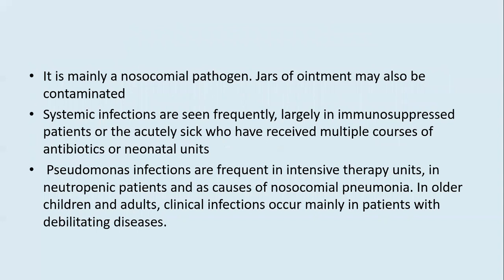It is mainly a nosocomial pathogen. Jars of ointment may also be contaminated. Systemic infection is seen largely in immunocompromised patients who are acutely sick and receiving multiple courses of antibiotics, or in the neonatal units. Pseudomonas infections are frequent in intensive therapy units, in neutropenic patients, and as a cause of nosocomial pneumonia. In older children and adults, clinical infections occur mainly in patients with debilitating diseases.